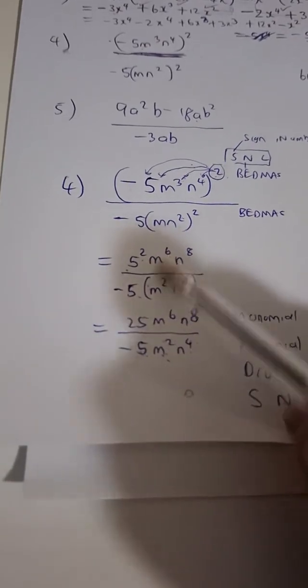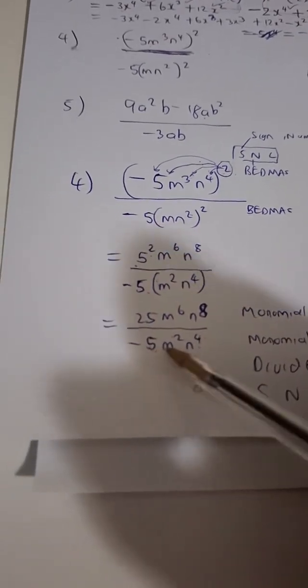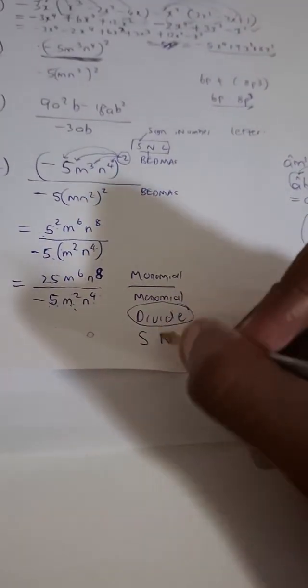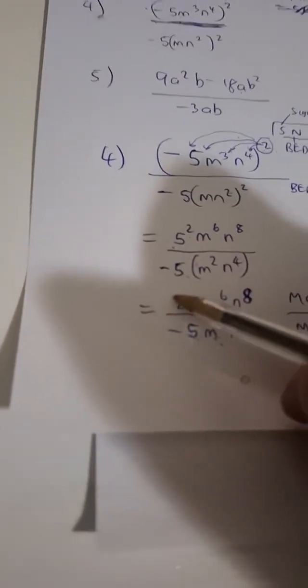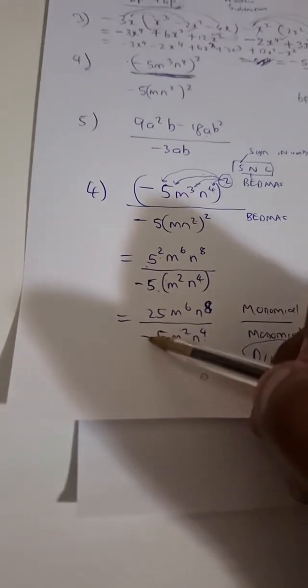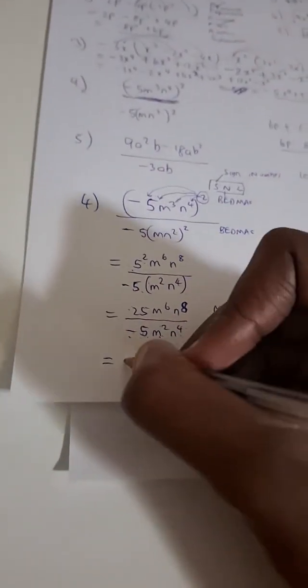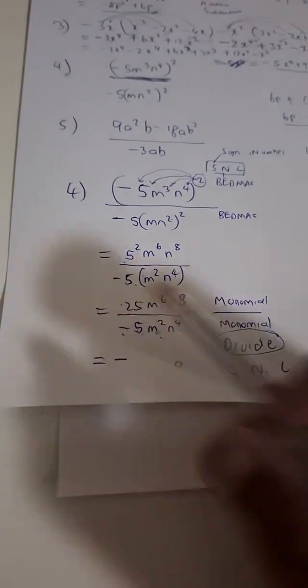5 squared is 25, m to the power 6, n to the power 8, over -5m squared, n to the power 4. Now we have a monomial divided by a monomial. So what do we do? We divide using SNL. So we go to the sign of 25 and the sign of -5. What's positive divided by negative? It's a negative sign. What's 25 divided by 5?